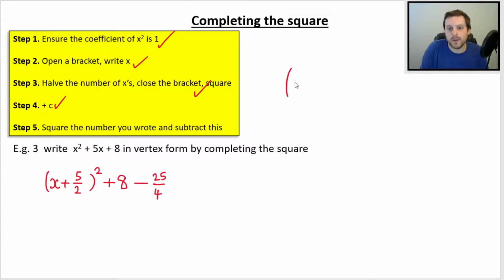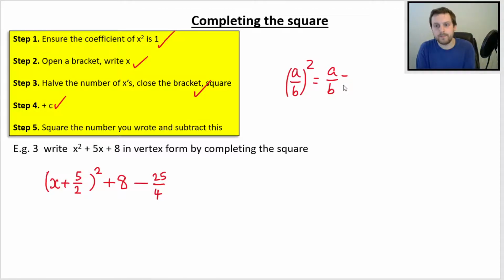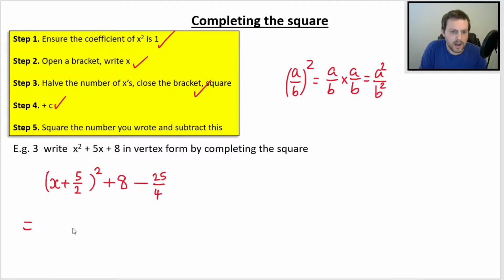Just a reminder, when you square a fraction, it's just the square of the top over the square of the bottom. And then this bit here, that's kind of already done. I'll want to write 8 as something over 4 so that I've got a common denominator.